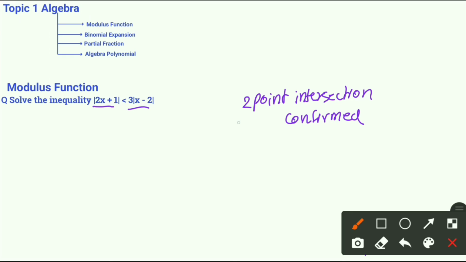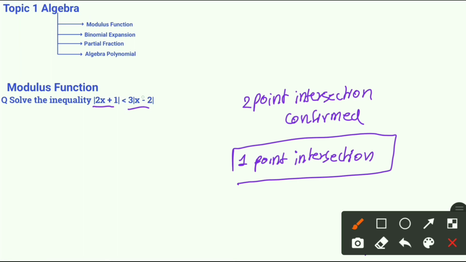So these are two modulus. Whenever there's an intersection between a modulus and a line, there's a possibility of 1-point intersection, just like the previous question I solved for you. Even though you will get two values of x with inequality, you need to verify which one of these is correct, and you will get only one answer, which means there's a 1-point intersection, and it was confirmed.